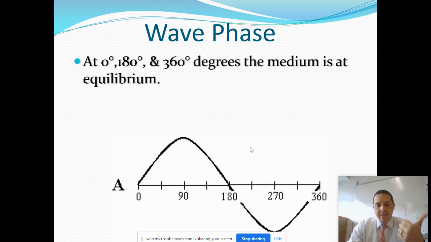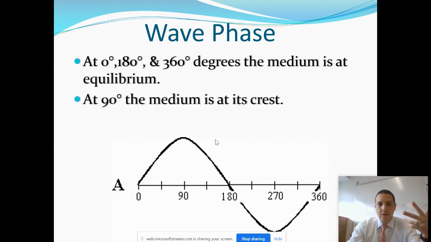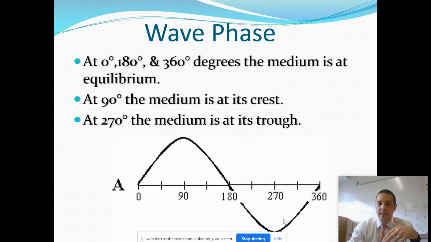In wave phase, the 0, the 180, and the 360 degree spots are the spots where the object is at equilibrium. That's its rest position. When you're at 90 degrees, you're at the highest point, and when you're at 270 degrees, you're at its lowest point. So you're at the crest at 90 and at the trough at 270. This identifies sort of what wave phase is.